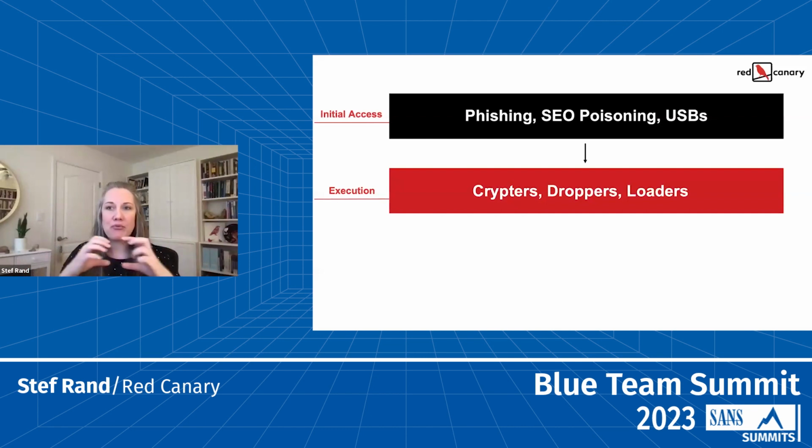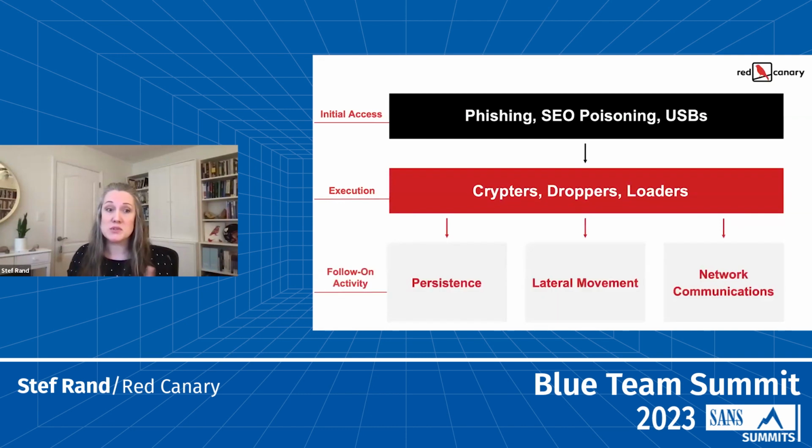It's what happens next that we're going to be talking about. We're talking about that first behavioral execution that we see on the system after that initial access technique is successful. So we're talking about crypters, we're talking about droppers, and we're talking about loaders. Because if we can detect those and stop them, then we also stop the follow-on activity, which can be everything else in the attack life cycle or in the cyber kill chain. You know, persistence, lateral movement, network communications, both for downloading additional stages of malware, for C2 communications. We can stop all of that before it starts. That's the ideal.